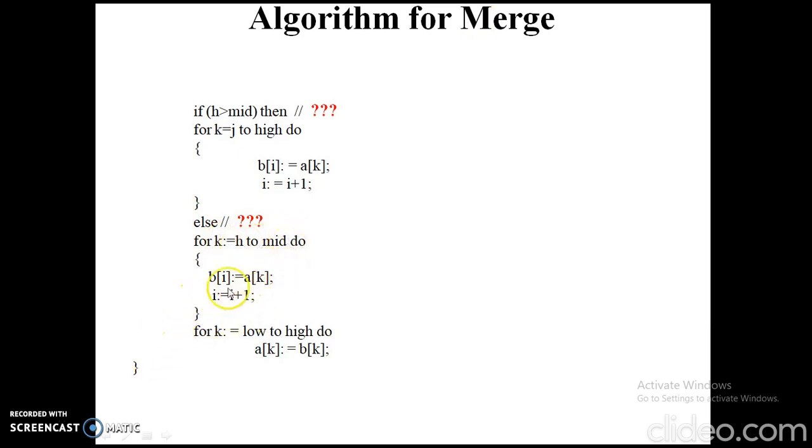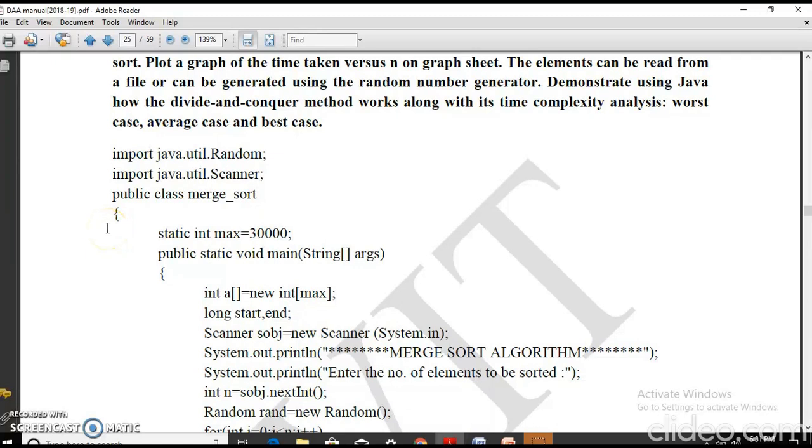Once the elements are copied, all the elements present in the temporary array have to be copied back to the original array. So for K equals low to high, A of K equals B of K. That means copy all the elements from B of K to A of K. And this is the end of the merge algorithm.